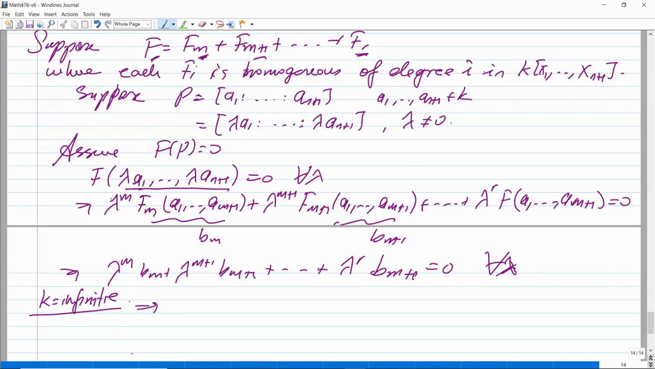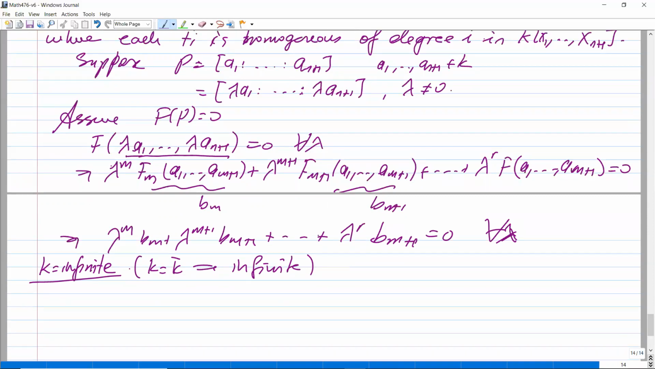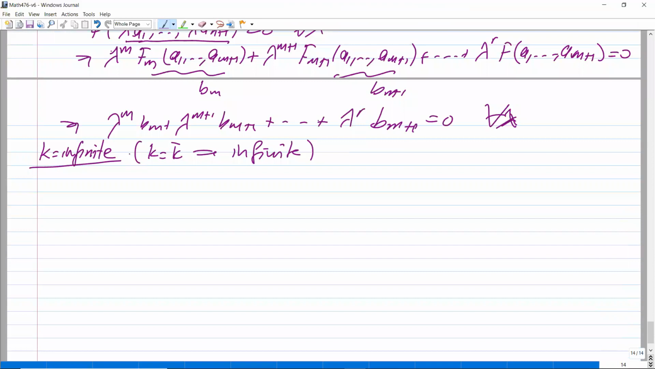If we assume that k is infinite, this is always the case when k is algebraically closed. So we will usually assume that, which is the case. In this case, it is infinite. Every algebraically closed field is infinite. So therefore all these coefficients must be zero, namely bm, b(m+1), b(m+2), through br. They all must be zero.